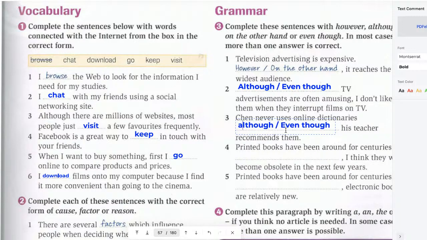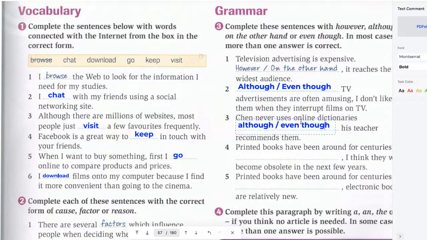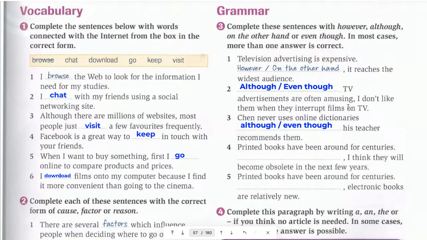But the way we use it is a little bit different, because with the first one, although and even though, we put them in front, at the beginning of the sentence. That's why we need to use a comma. But when we use although and even though in the middle between 2 sentences or 2 parts, we don't need to use any comma at all. So Chan never uses online dictionaries, although or even though his teacher recommends them.